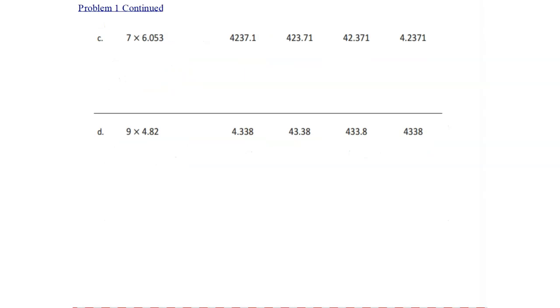Last but not least, let's look at C. So I have 7 times 6 and 53 thousandths. So this is around 7 times 6. So I know that my answer to 7 times 6 is 42. So I know that the answer to 7 times 6 and 53 thousandths should be around 42. The only one that's around 42 is 42 and 371 thousandths.